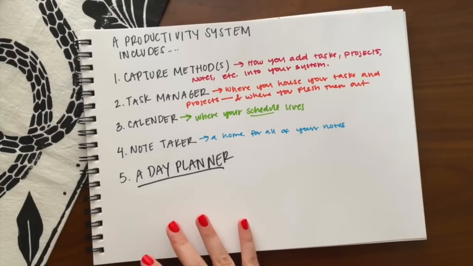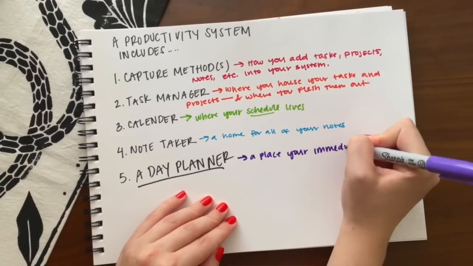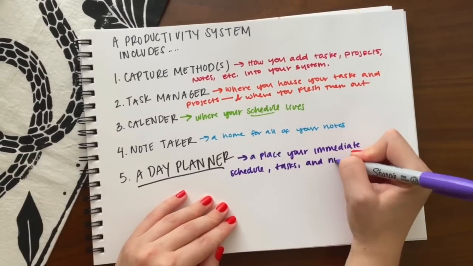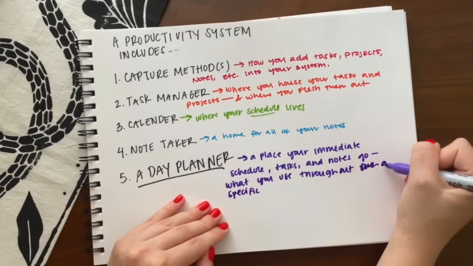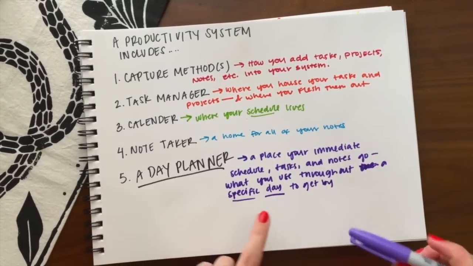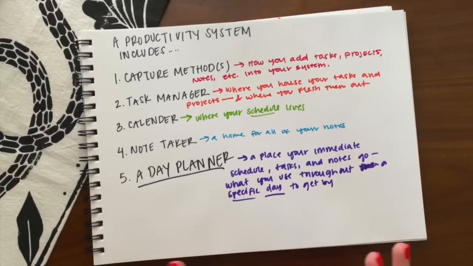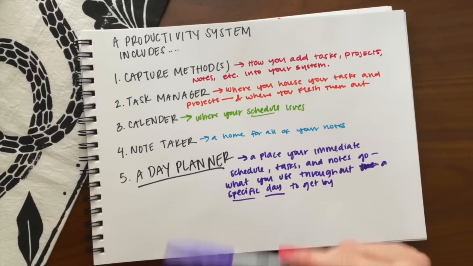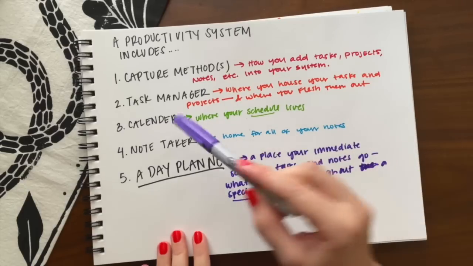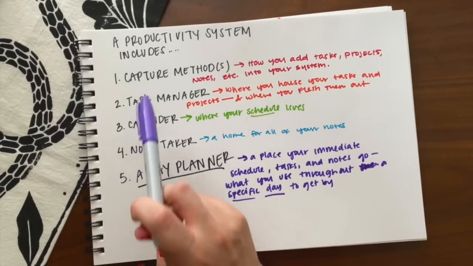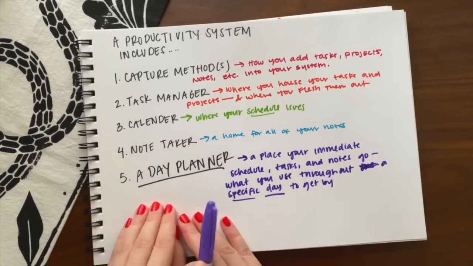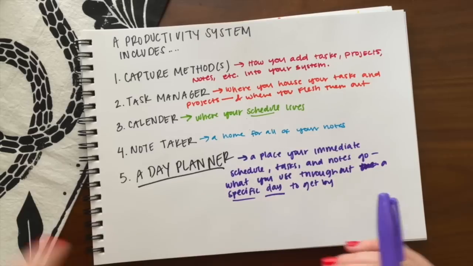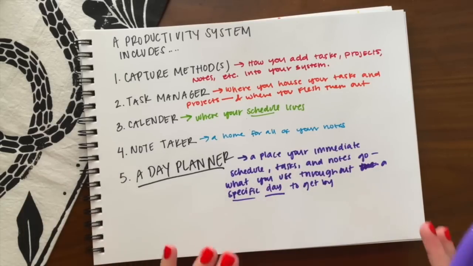And you use your day planner to lay out your tasks, your agenda, anything you need to have a reminder of, anything like that goes in your day planner for that specific day. It is what you use throughout a specific day to get by. But usually it's not something you are doing weeks or months in advance. You'd use your calendar for that, or maybe your task manager if your task manager can schedule tasks for you. But you use a day planner to note appointments that you have during that day and note tasks that you want to get done during that day.